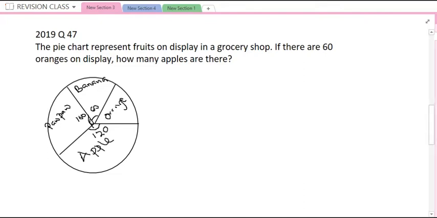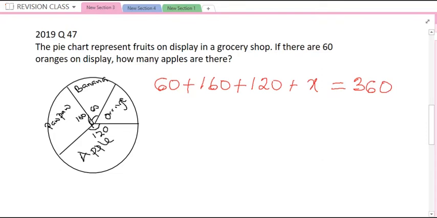Now, what is the sector angle for banana? From the chart, we see it is 60. What is the sector angle for purple from the chart? We see it is 160. What is the sector angle for apple? From the chart, we see it is 120. What is the sector angle for orange? It is not given. The total angle in a circle is 360 degrees. So what do we have? We have 60 plus 160 plus 120.